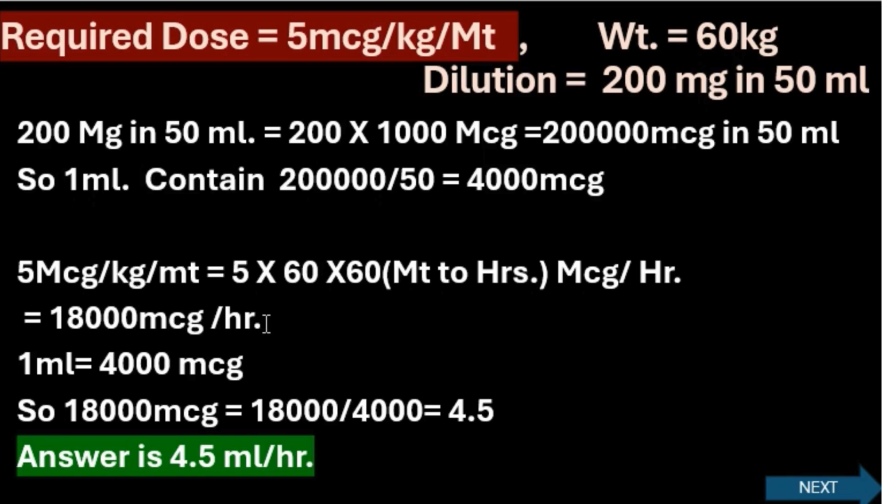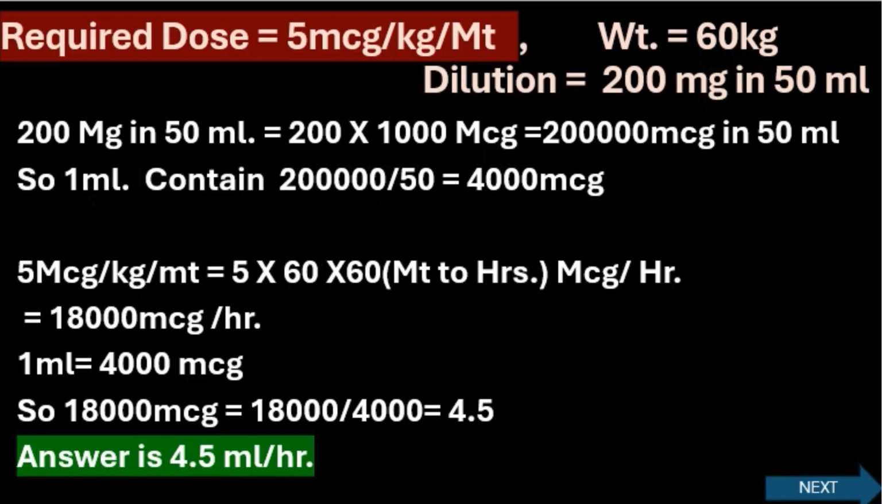So 1 ml is containing 4,000 microgram. For 18,000 microgram, how many ml is required? 18,000 divided by 4,000, that is 4.5 ml required. So the answer is 4.5 ml per hour.